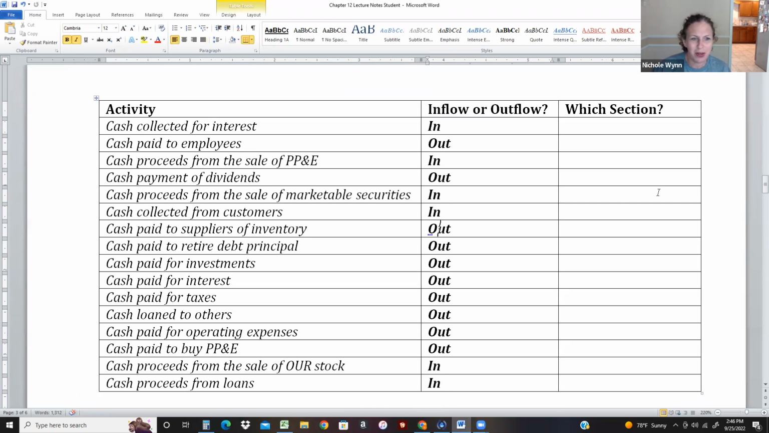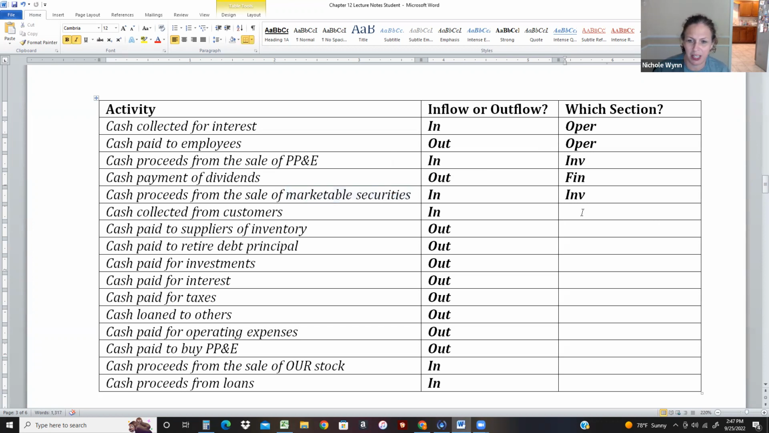Okay, so now we need to go through and figure out the sections. So all interest is operating, employees is operating. PPE is a fixed asset, so that's investing in myself. Paying a dividend is financing. Cash proceeds from the sale of marketable securities. Marketable securities are investments in others. And so this is investing. So this would be like if I bought stock in McDonald's or something like that.